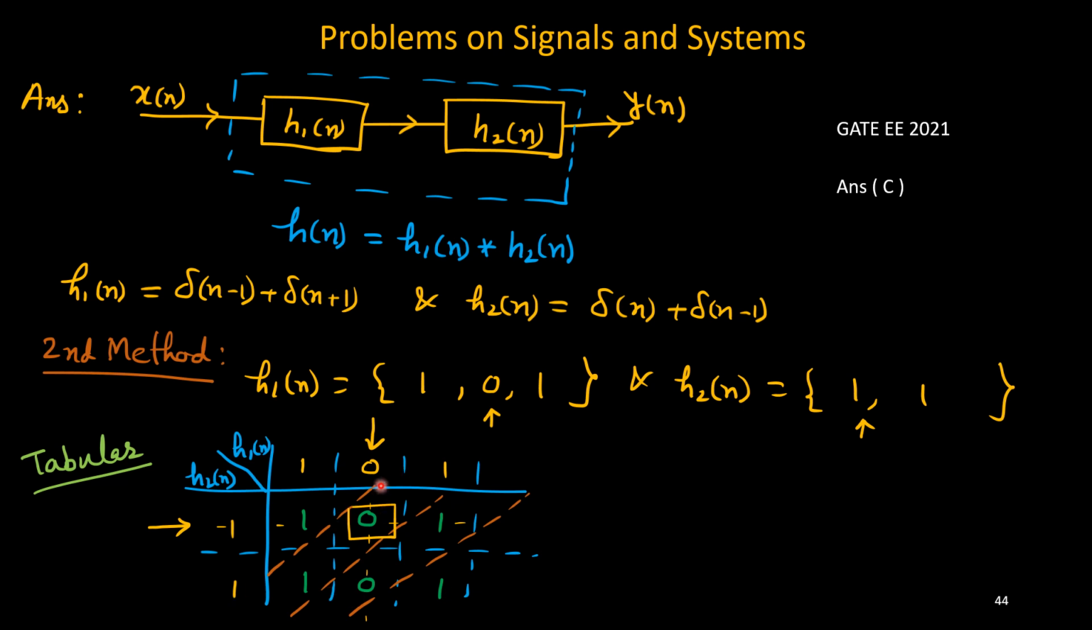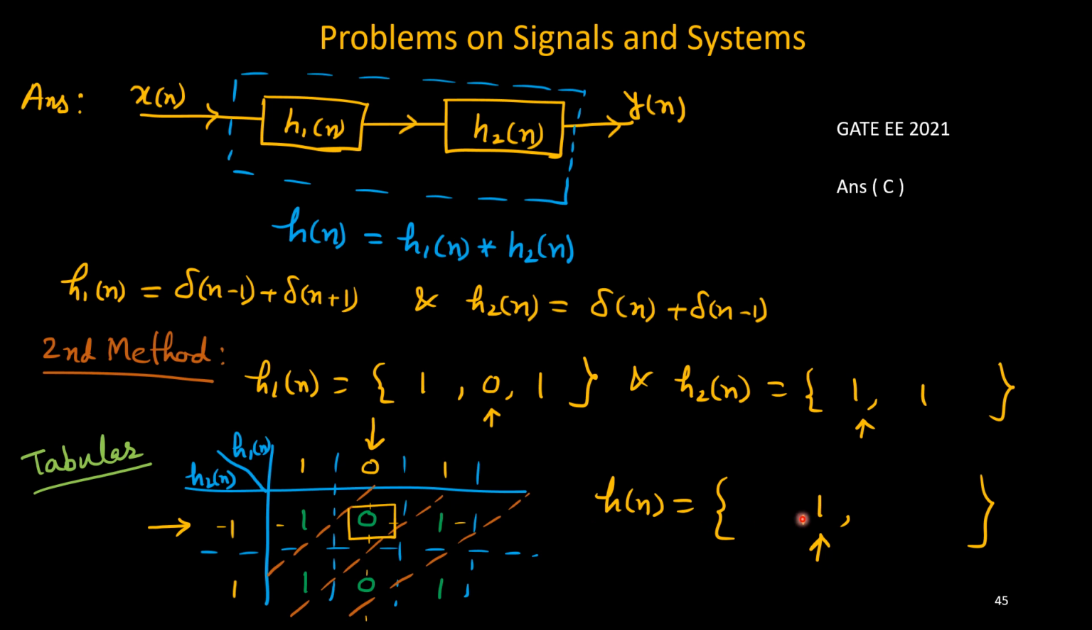Then you consider the diagonal lines, and within each diagonal line all elements need to be added up. This is the origin for h1[n], and for h2[n] the first row is the origin. So first row, second column, this element is at the origin. Whenever we collect this, 0 plus 1, that will be at the origin. Before that it will be 1, and after this, 0 plus 1 is 1, and then it is only 1.